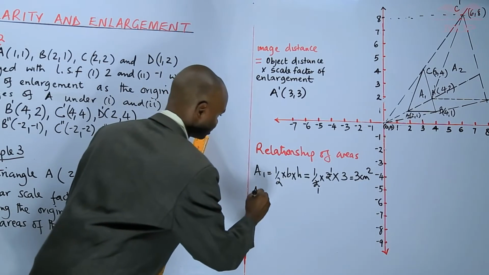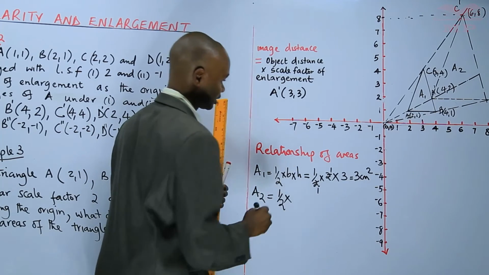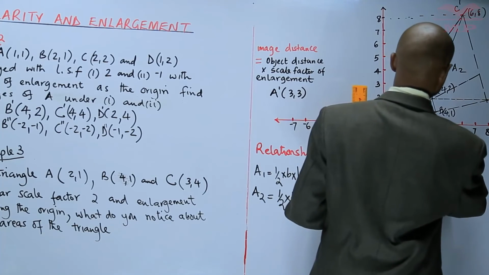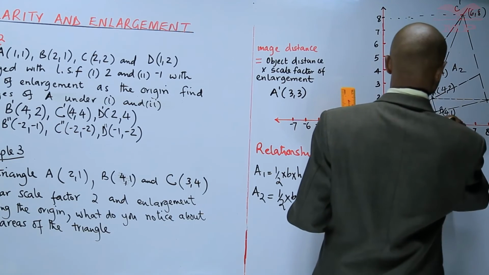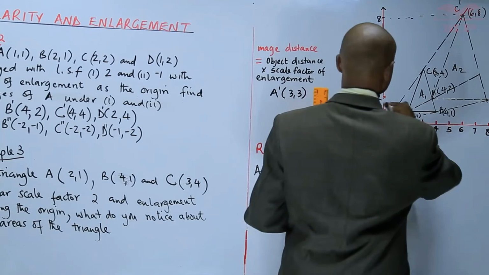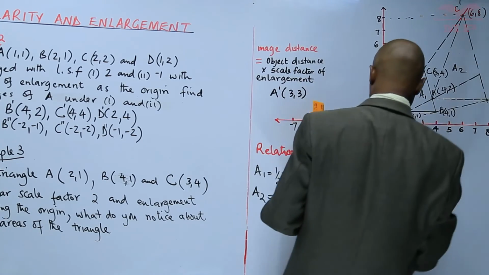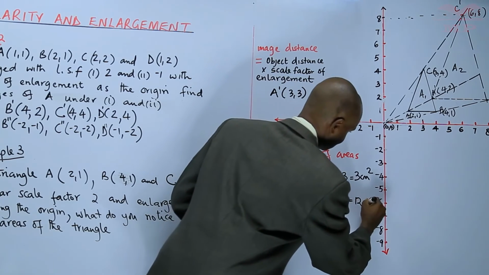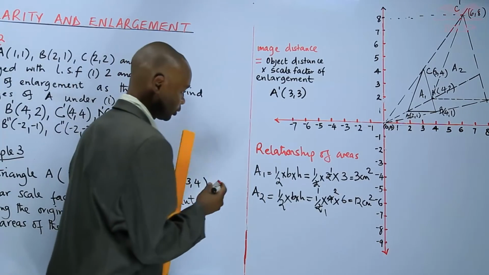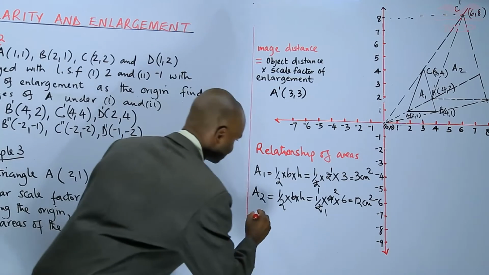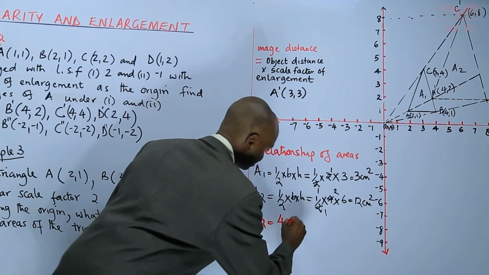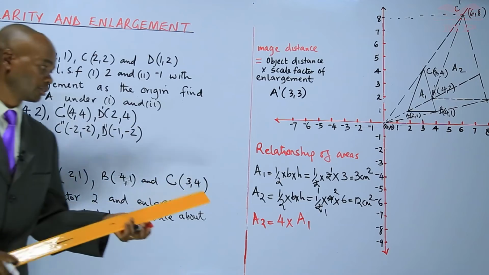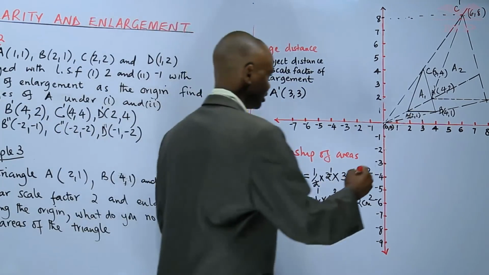I come to A2. It's a half, the base, the height. So it's a half times the base, and we are moving from 4 to 8. So that is 4. And the height, you are moving from 2 to 8, so that difference is 6. Half times 4 times 6 gives 12 centimeters squared. You discover A2 is 4 times A1. The area of the image is 4 times the area of the object.